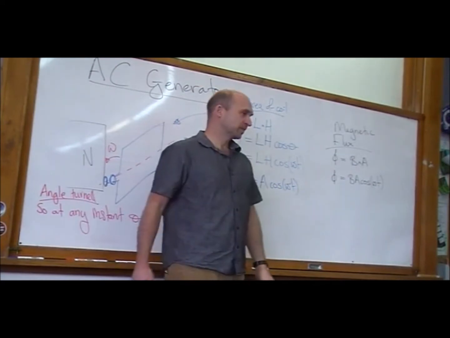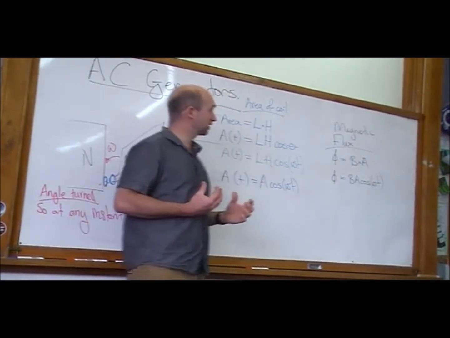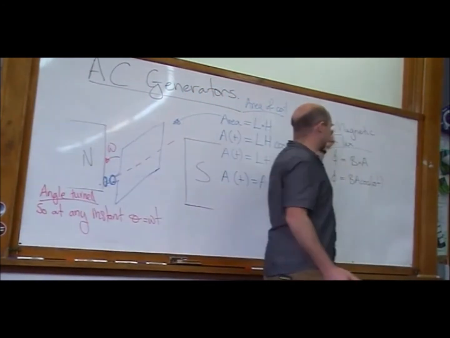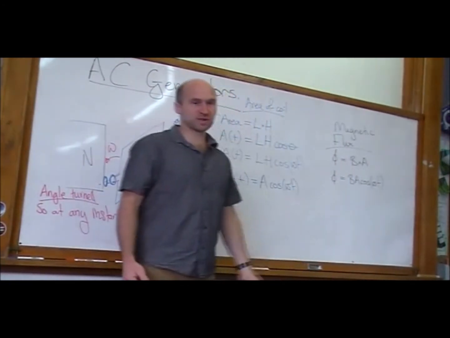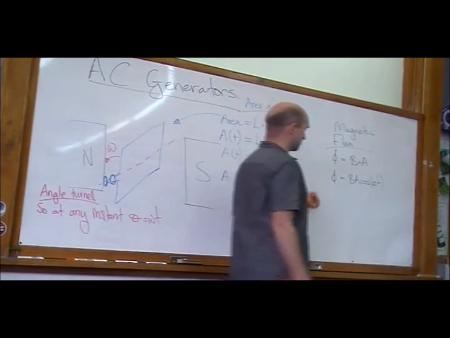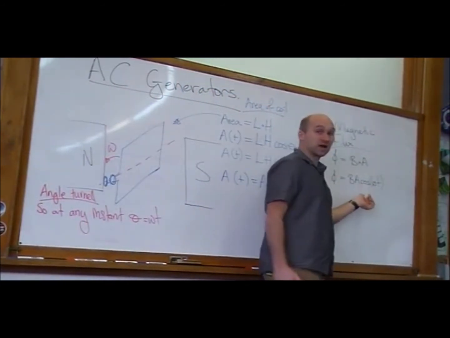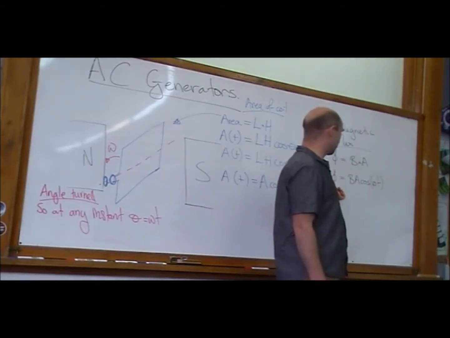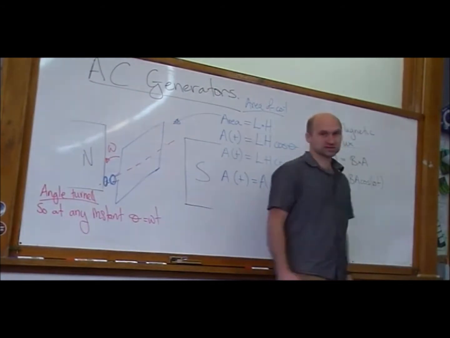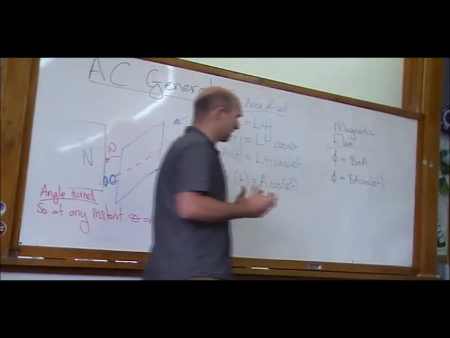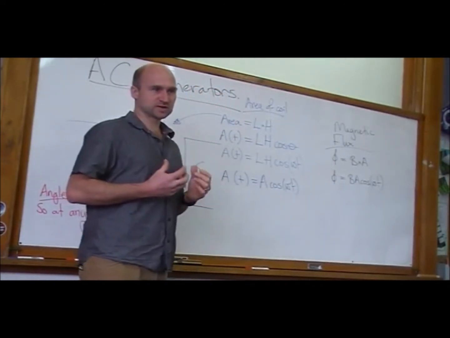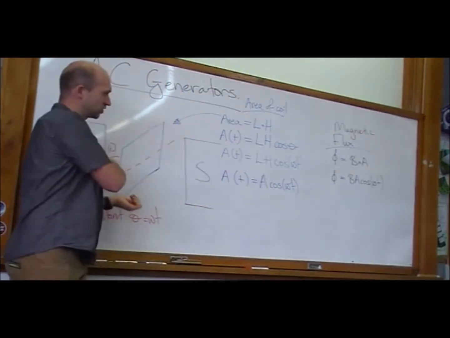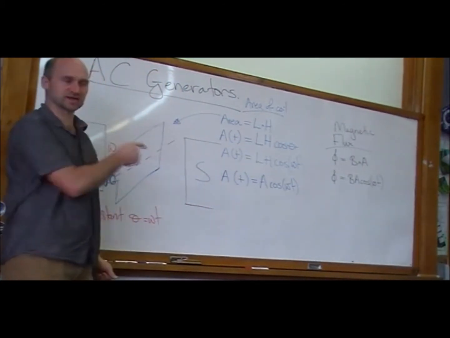And then finally we know what we're interested in is an induced voltage. We have to think about magnetic flux, and so flux is B cross A, and so we can put our equation for area into there and say that phi is BA cos omega t. So we've got all of the components we need here to build an equation for the voltage that's induced across this.